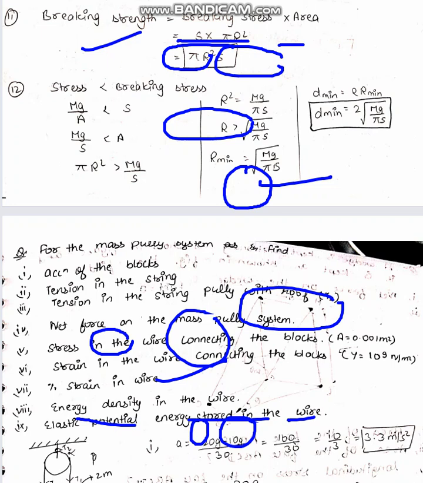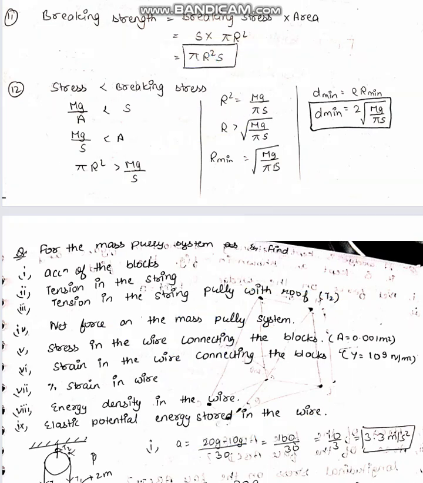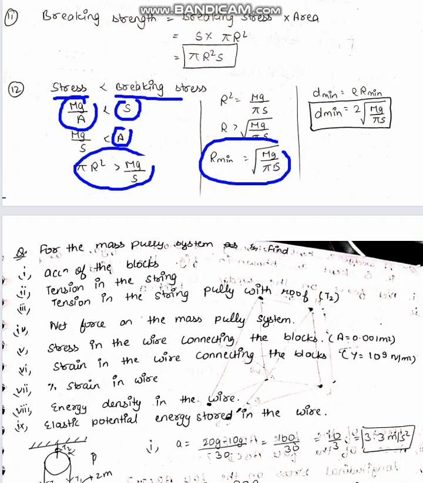Next, we are being asked the minimum diameter of a wire. For safely lifting the mass, stress should be less than breaking stress. So we can say that mg by A should be less than S, or area should be greater than this. After these calculations, minimum radius comes out to be root of mg upon pi, or minimum diameter is double of this. So in this way you can solve this question.